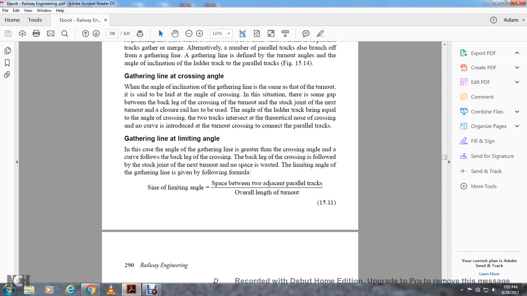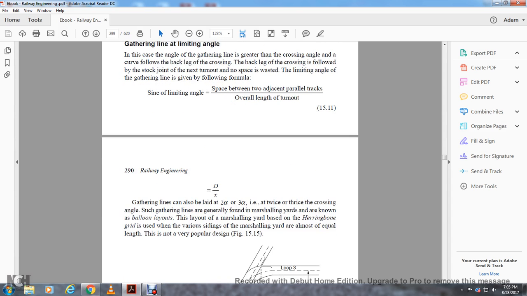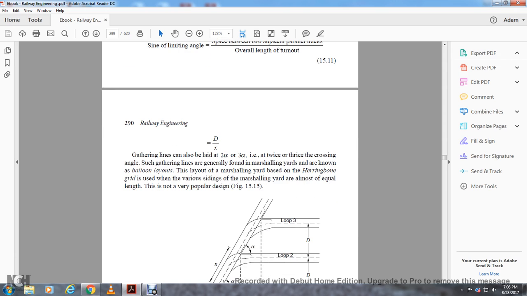The sine of the limiting angle equals the space between the two adjacent parallel tracks over the length of the turnout, D over X. It can also be laid at 2A, 3A, and twice the 3 of the crossing. Such gathering lines are generally found in marshalling yards, known as balloon layouts. In the layout of marshalling yards, however, with the herringbone grid, the various sidings of the marshalling yards are also almost equal in length. There is no particular design.